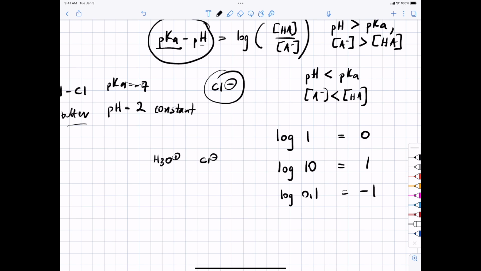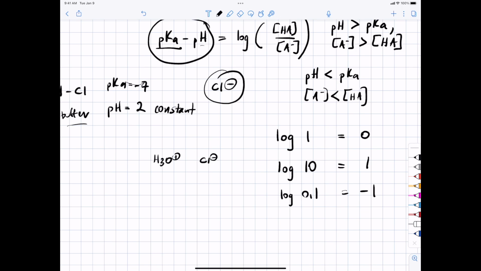Incidentally, this tells you that if pH equals pKa, what should the ratio be? 1, right? So when pH equals pKa, the concentration of acid versus its conjugate base is the same. What that would mean is that you can interpret pKa as the pH at which the acid would exist in a 50-50 equilibrium with its conjugate base.